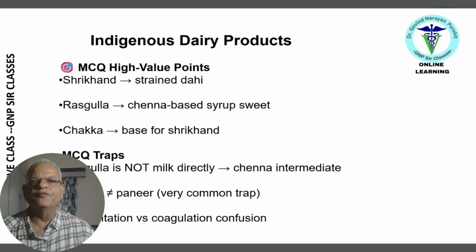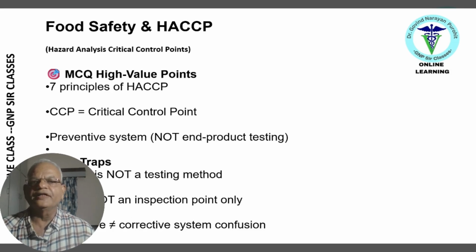Moving on to the indigenous dairy products, here are the MCQ points you must remember. Srikhand is strained dahi, Rasgulla is a chena based syrup sweet, Chakka is the base for Srikhand, and here are the traps. Rasgulla is not made from milk directly, chena is the intermediate. Chakka is not paneer, a very common trap. Fermentation versus coagulation confusion.